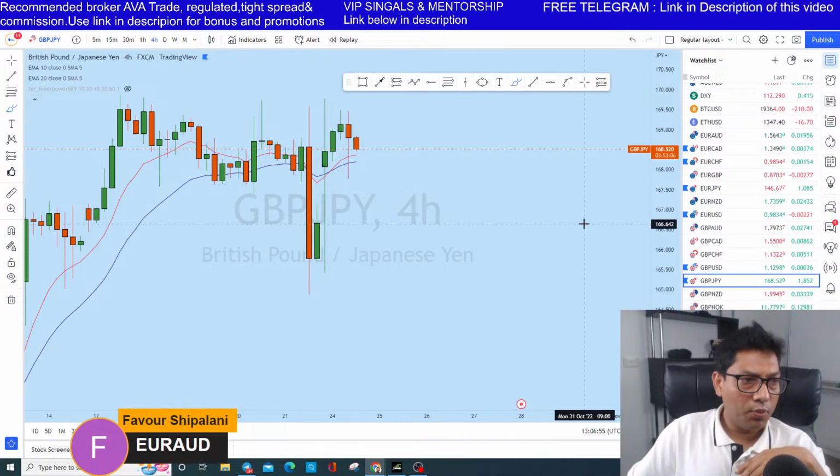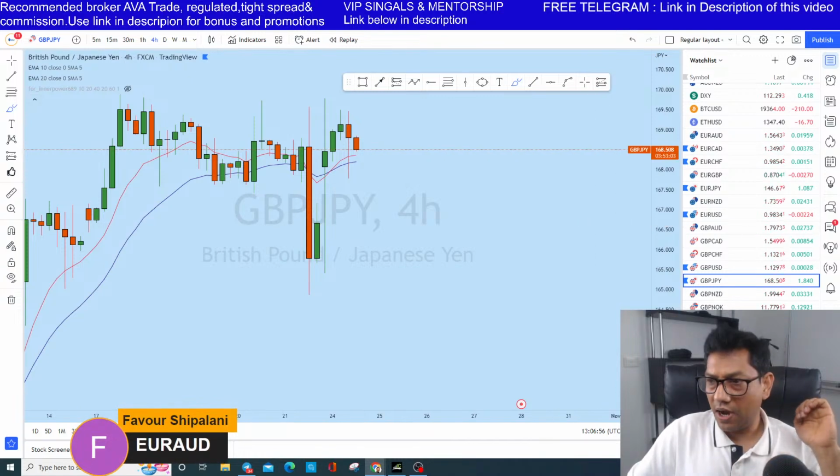Euro AUD looks bullish to me, but for the short term we could see some downward movement.